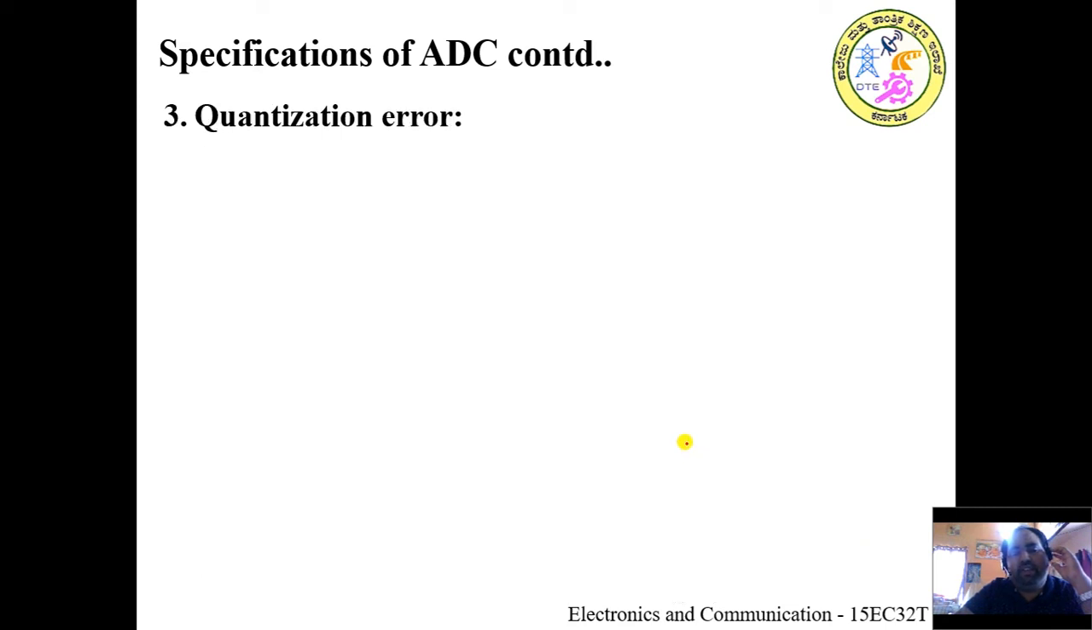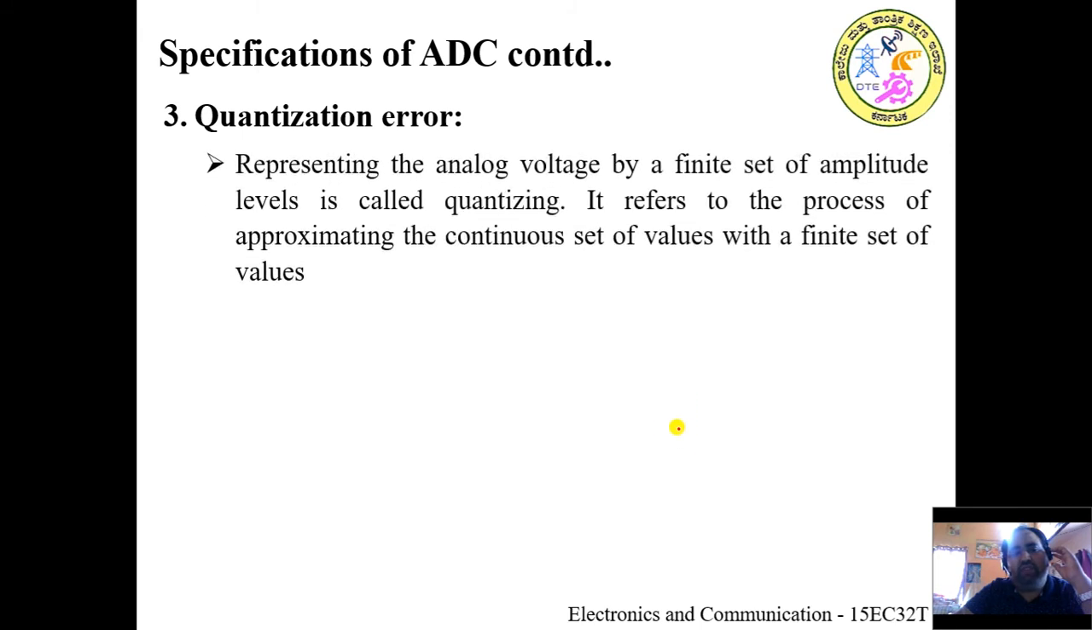Next one, the third one, is the quantization error. Representing the analog voltage by a finite set of amplitude levels is called quantizing.